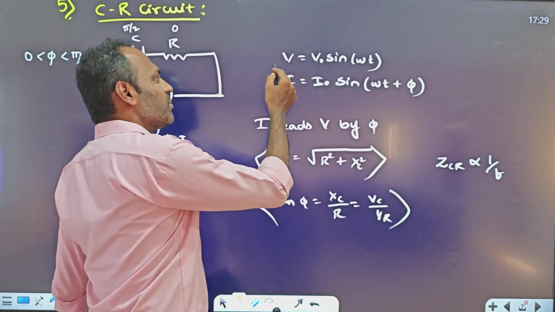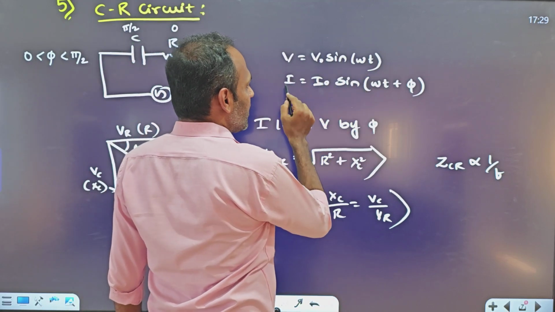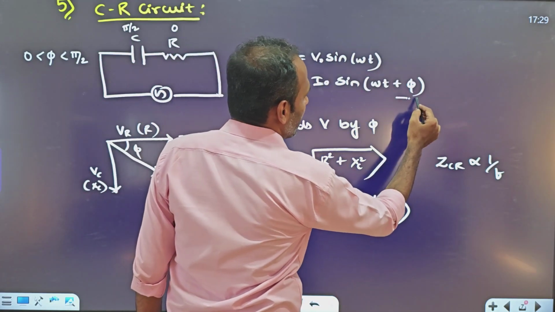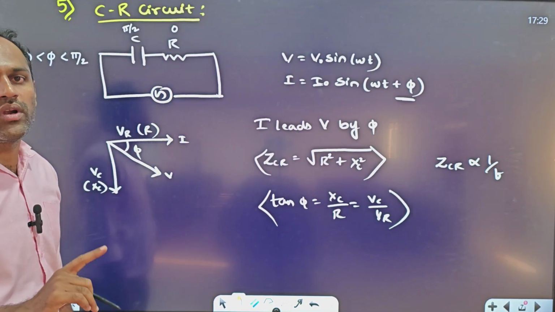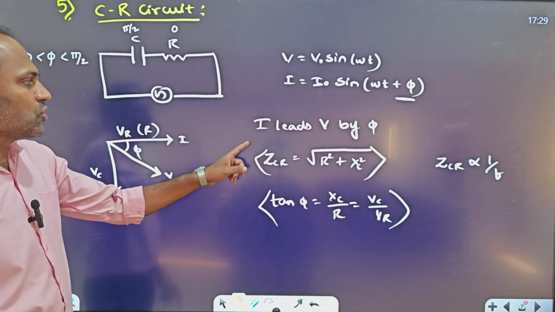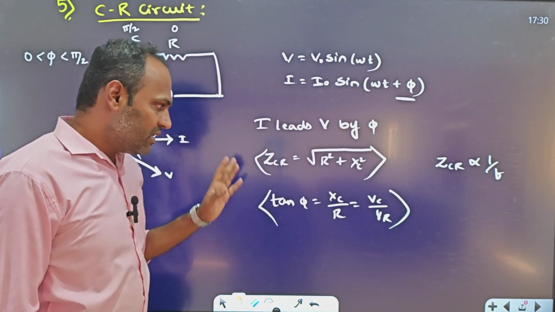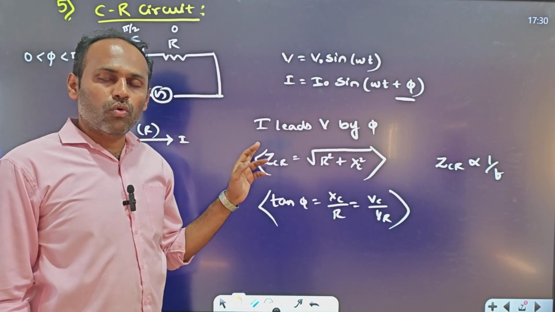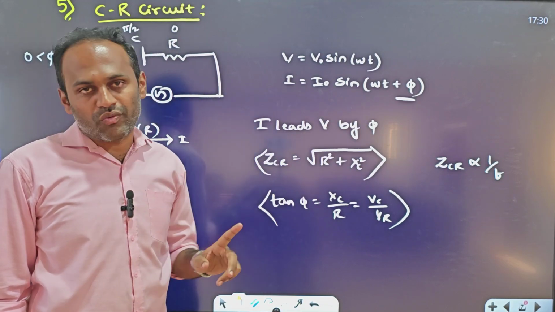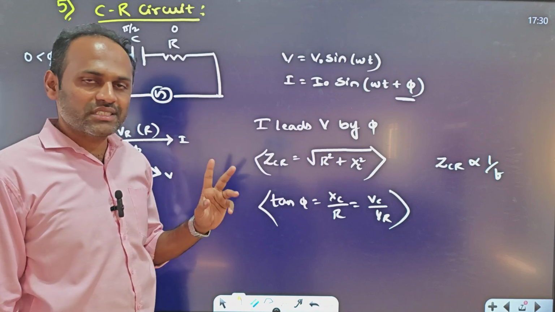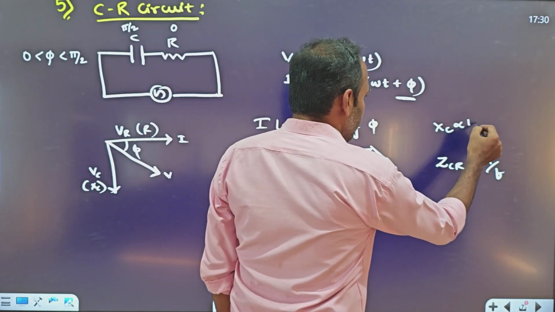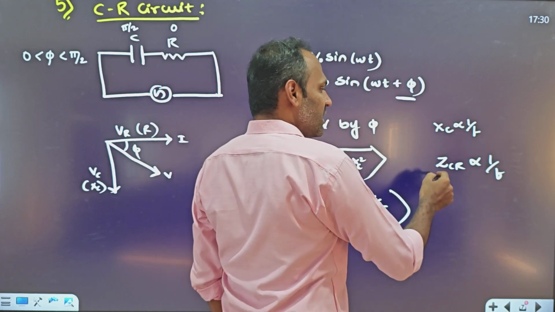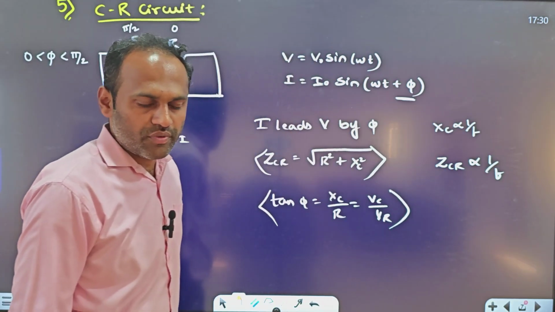That's why voltage applied is V is equal to V0 sin omega t, current I is equal to I0 sin omega t plus phi. Right? It means current is leading voltage by phi angle. Right? So I leads voltage by phi. In this case, impedance is equal to root of R square plus XC square. Right? R square plus XC square. Since XC is inversely proportional to frequency, ZCR will also be inversely proportional to frequency.